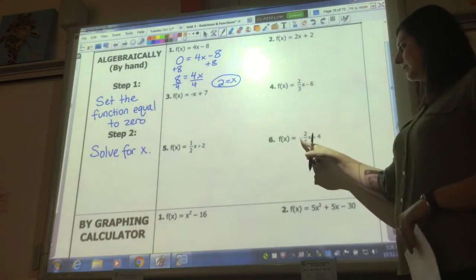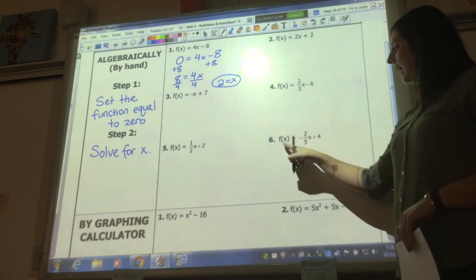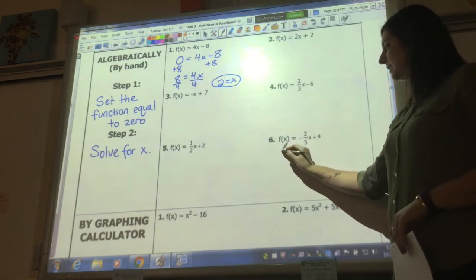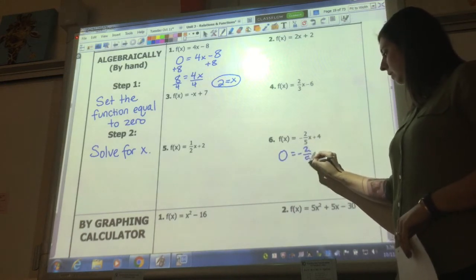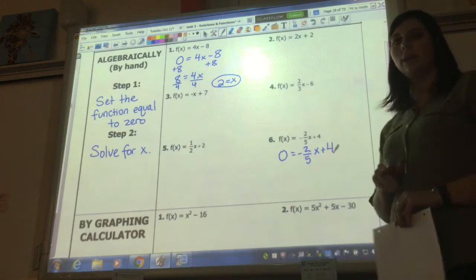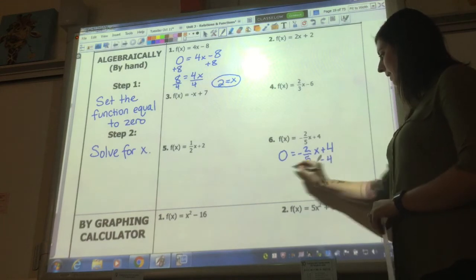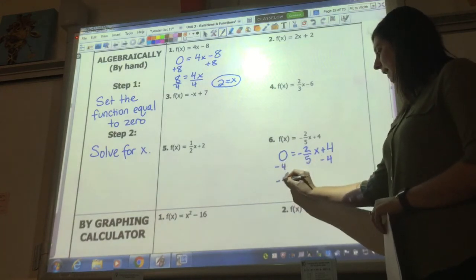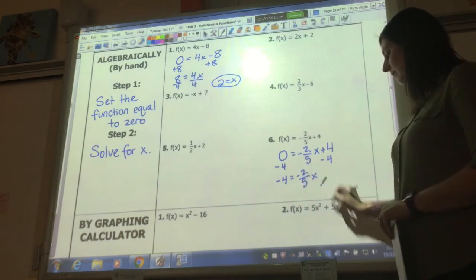Okay, f of x equals -2/5 x plus 4. F of x is the same as y, so we're going to set that to 0. Then we're going to keep our fraction and the rest of the equation. We're going to start by getting rid of the 4. Do the inverse operation and subtract from both sides. So you have -4 equals -2/5 x.